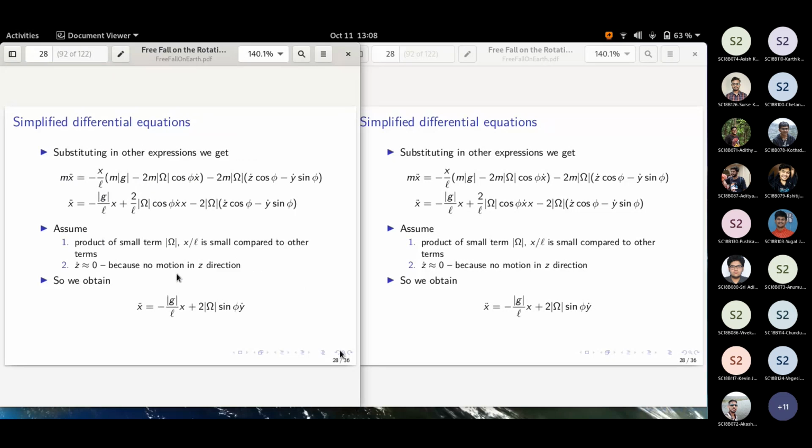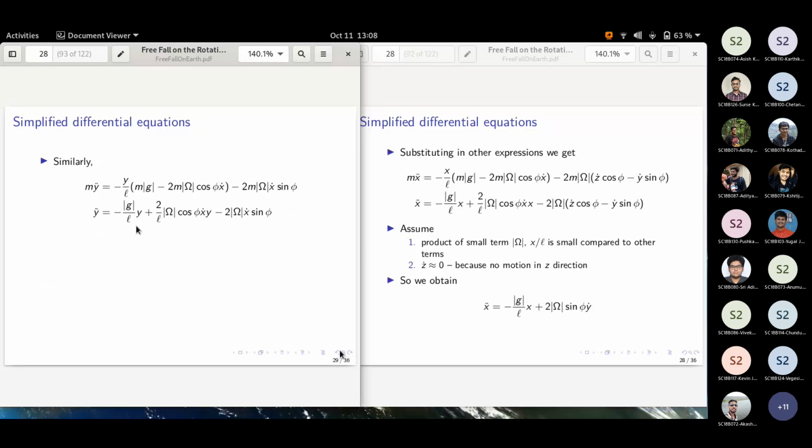This is for x double dot, and similarly for y double dot, we do the same thing. We expand it, and then we set this term to be 0. The product of modulus of omega y by L is small, so we get this. So we have got at least some kind of symmetric equation now.